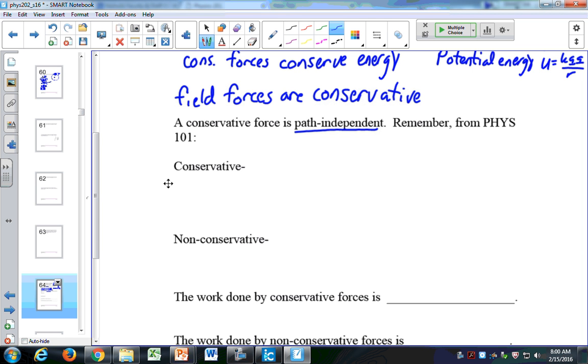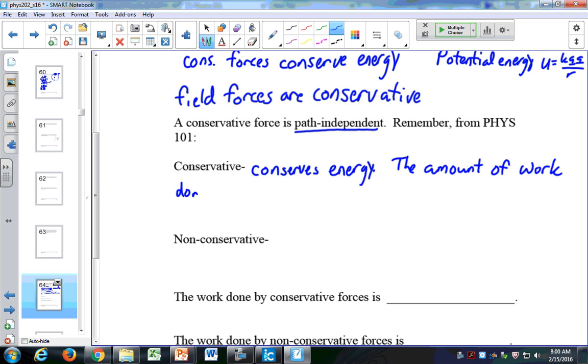If you remember from last semester, conservative, let's see, we already wrote this, but it conserves energy. The amount of work done by the force changes the energy by the same amount.